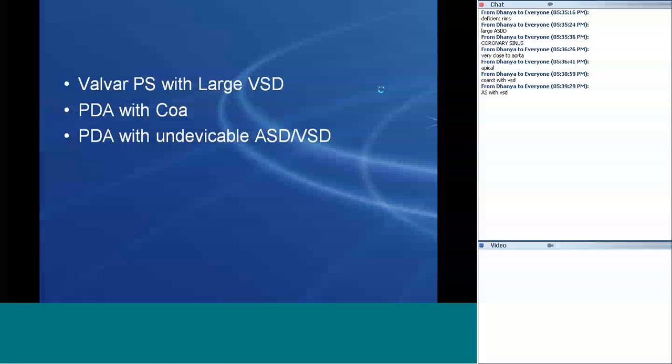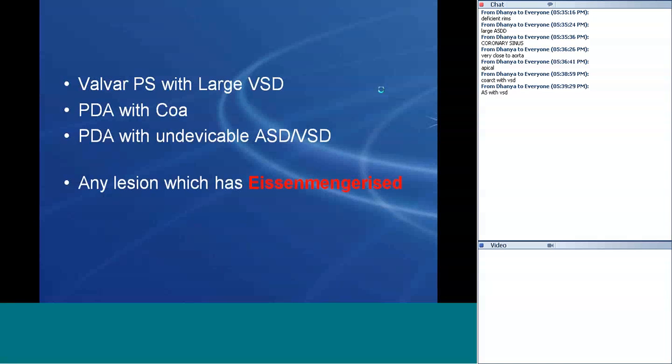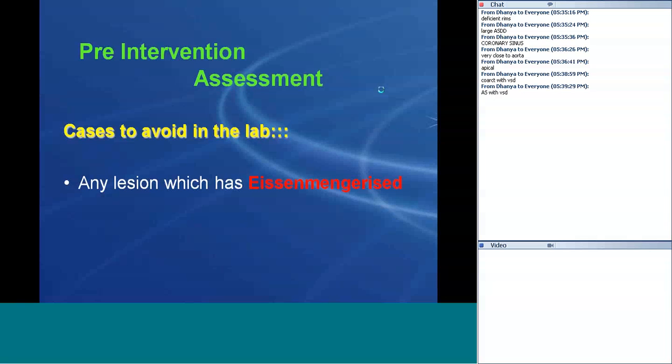PDA with coarctation. You can deal with this only with a covered stent if you want. But the problem in putting a covered stent in very small children is that they don't grow, and the covered stent again becomes a coarctation when the child grows up. And PDA with an undeviceable ASD or VSD. Suppose you have a very large ASD and a deviceable PDA. You should not just close the PDA, it will be of no benefit to the patient, who has to undergo open heart surgery anyway. So you don't try to close them in the cath lab. And of course, any lesion which is not sized should not be dealt with.